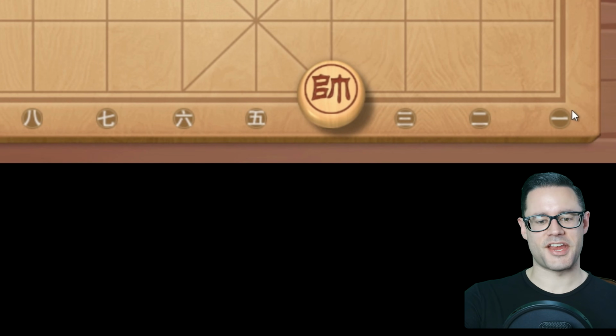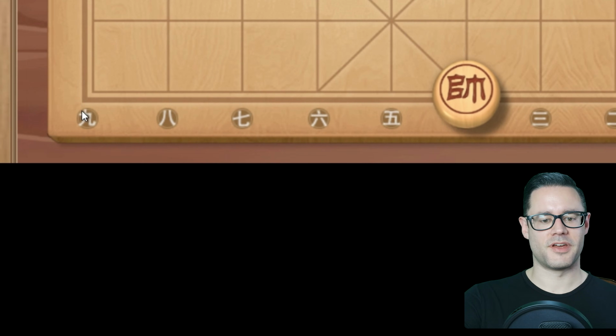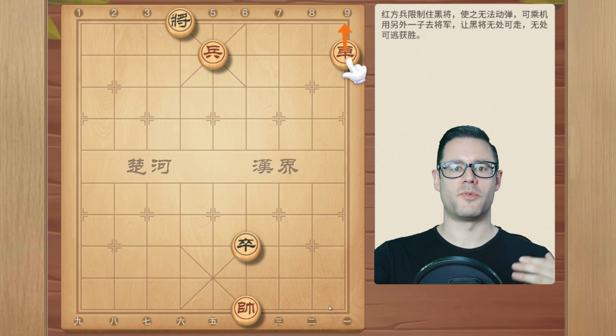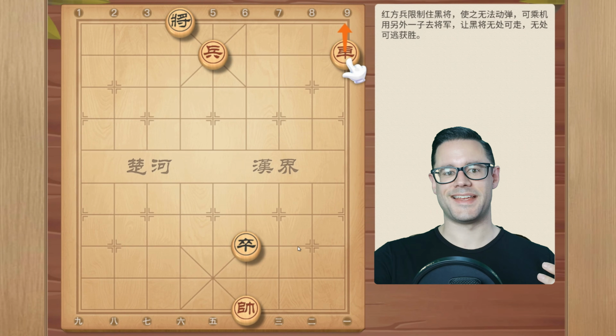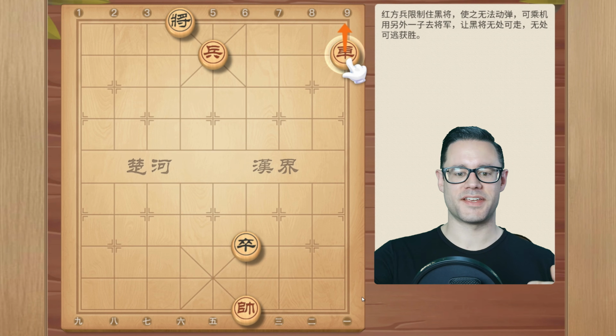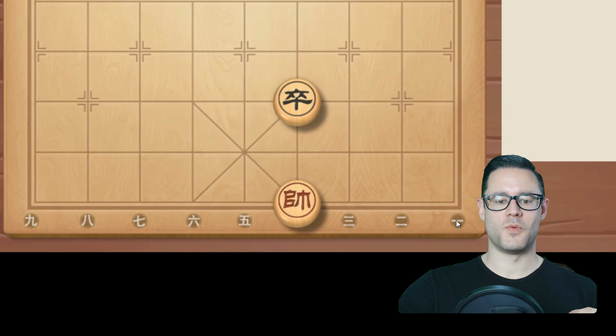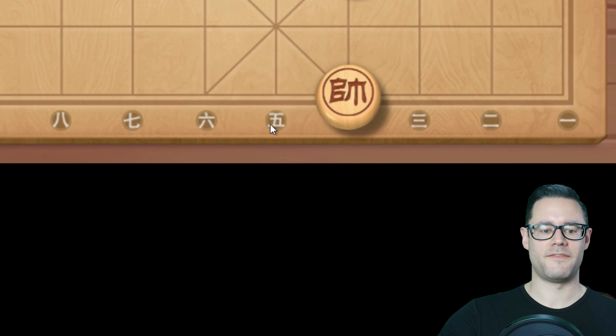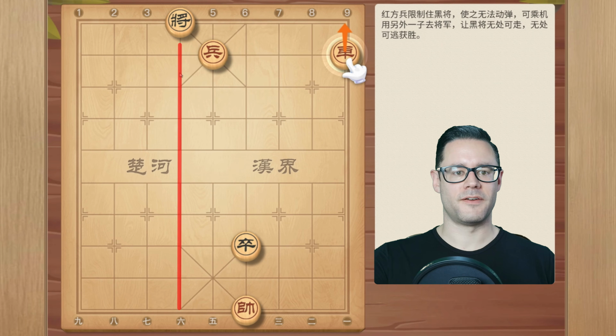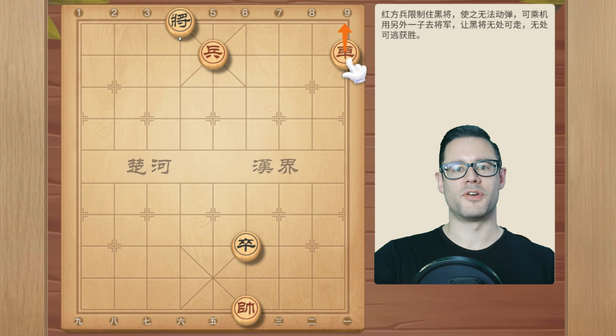So these are the Chinese characters for the numbers 1 through 9. So because we're looking at this from red's perspective, when I said that the general is on file 6, I'm not referring to these numbers up here. That's for the black side. I'm referring to 1, 2, 3, 4, 5, 6. So this vertical line, file 6. But we'll get to that in more depth later.